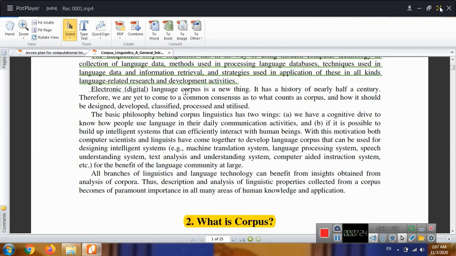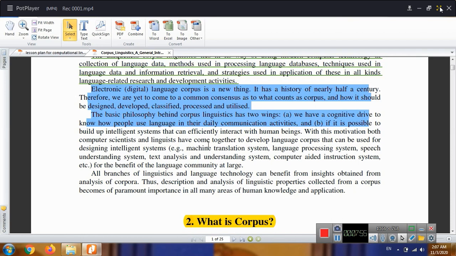Electronic or digital language corpus is a new thing. It has a history of nearly half a century. Therefore, we are yet to come to a common consensus as to what counts as corpus and how it should be designed, developed, classified, processed, and utilized. This paragraph is not important and it just gives us some information.